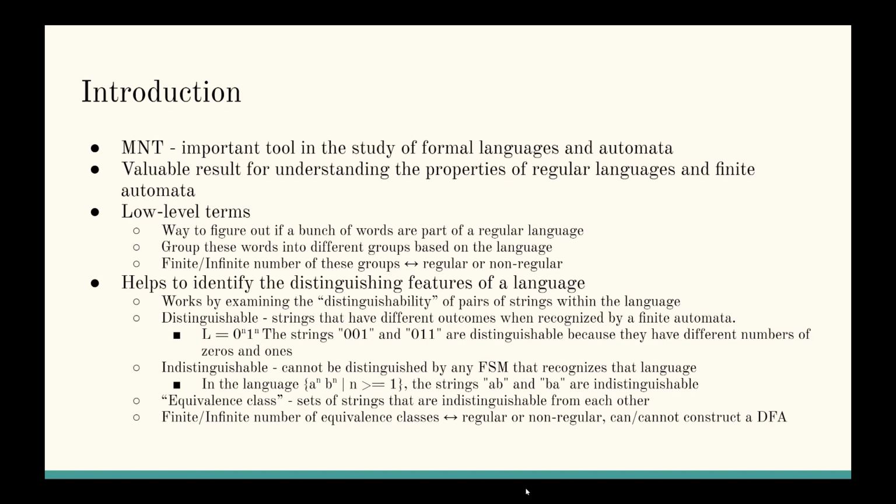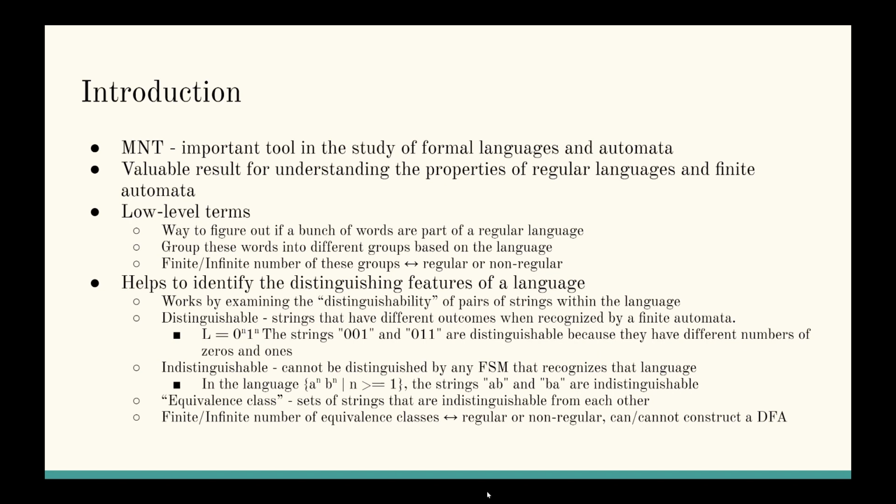So MNT helps to identify the distinguishing features of a language by examining the distinguishability of pairs of strings within the language. Distinguishable strings are those that have different outcomes when recognized by a finite automaton. For example, in the language 0^n 1^n, the strings 001 and 011 are distinguishable because they have different numbers of zeros and ones. On the other hand, indistinguishable strings cannot be distinguished by any FSM that recognizes the language. For example, the language a^n b^n contains the strings ab and ba, which cannot be distinguished because they have the same number of a's and b's.